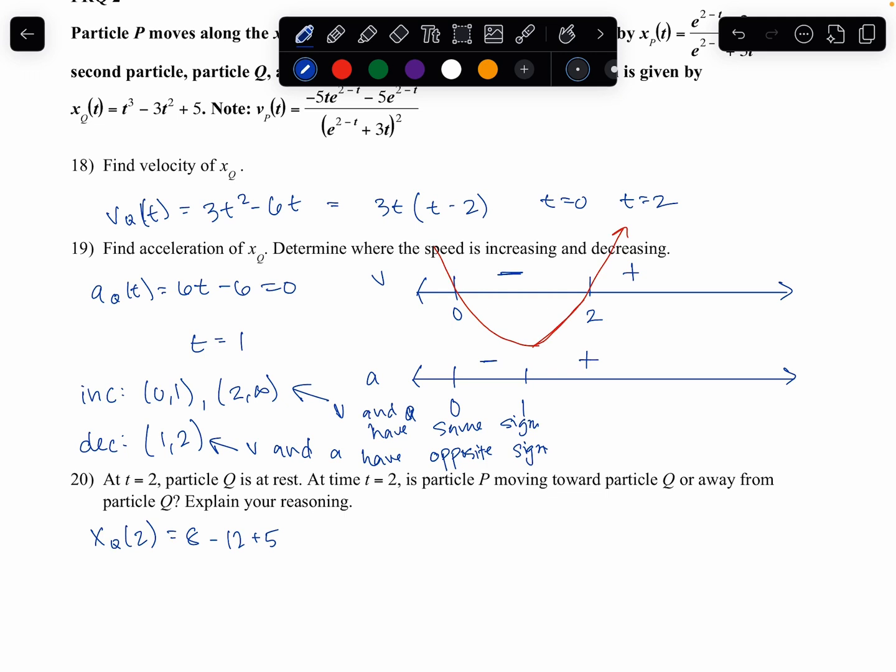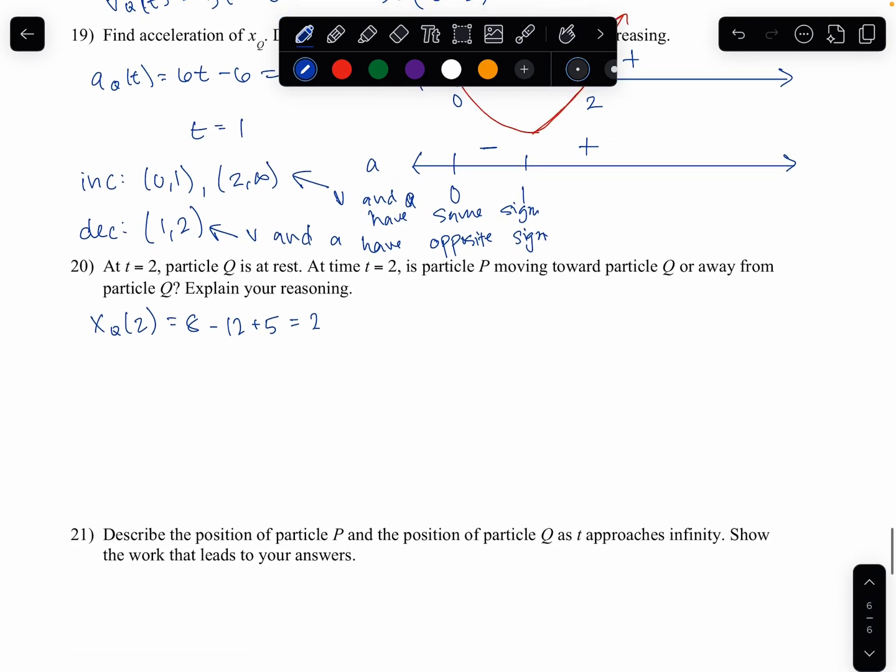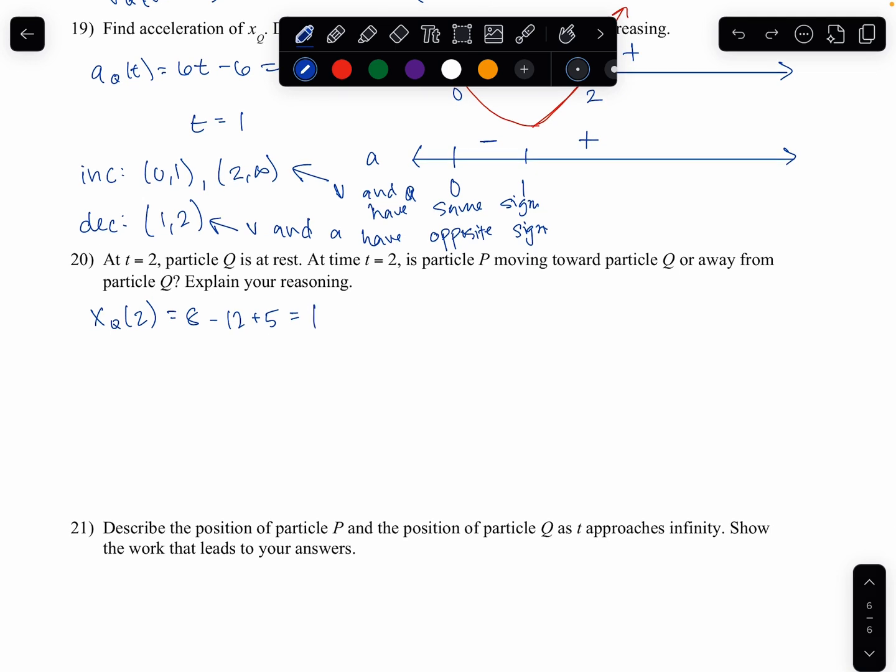Is that going to be equal to 2? 8 plus 5 is going to be, or is that going to be equal to 1? I'm so bad at addition. So, yeah. Okay, that should be equal to 1 then, right?